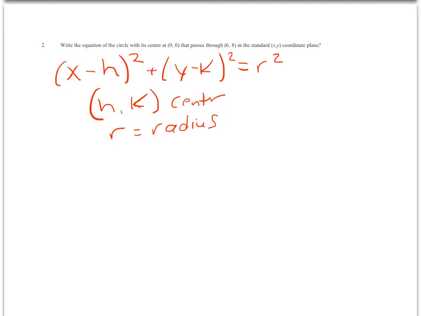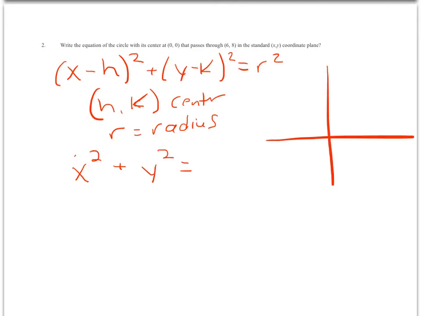So part of this is easy. hk, 0, 0, is the center. So replace h, replace k with 0. If we do that, x minus 0 is x, so we get x squared. Y minus 0 is y, so we get y squared. What we don't know is what's the radius.